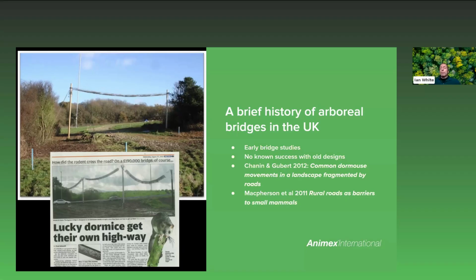Interestingly, there was an earlier paper from McPherson et al., which looked at rural roads as barriers to small mammals. They looked at bank voles and wood mice, neither of which is considered particularly arboreal, and they found that even a small road was quite a barrier to our small mammals.